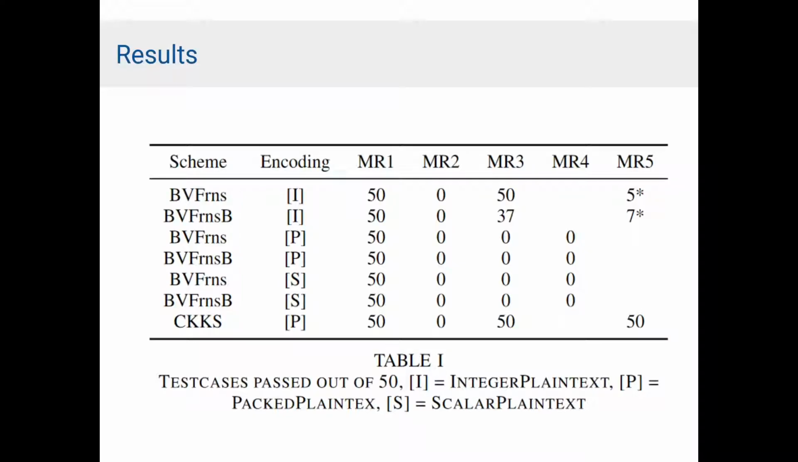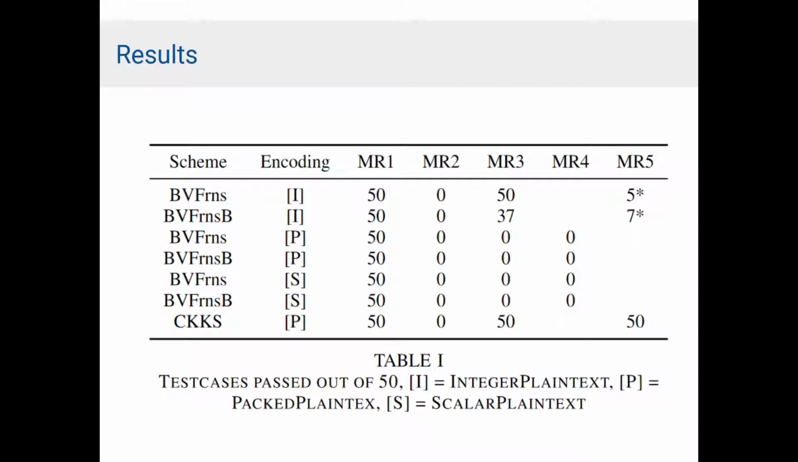In the second column you can see the three different encoding types. CKKS only supports plaintext, so that's why there's only one of it there. MR1 was passed by every metamorphic relation. MR2 was, as we discussed, failed by every encryption scheme. MR3 failed for the majority of the BFV schemes, and for all those which failed MR3, MR4 also failed.